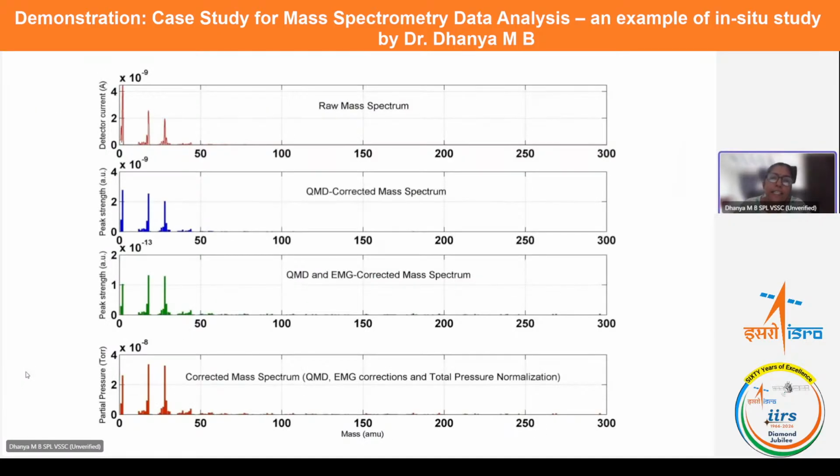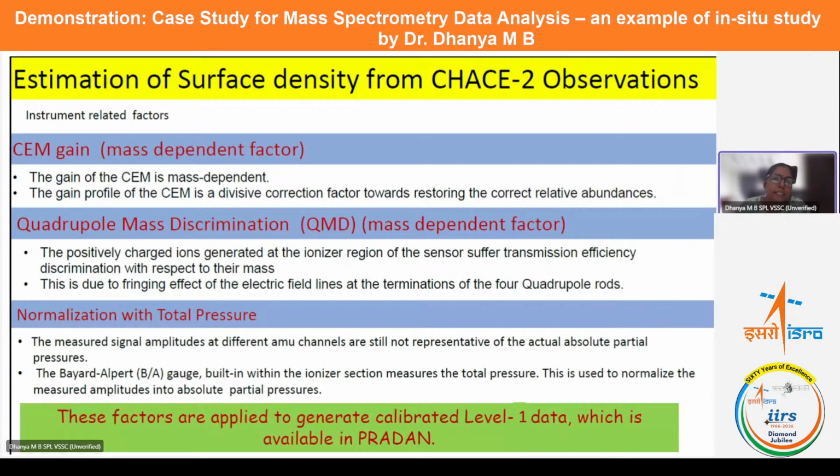So this is one illustration, from the raw mass spectrum, then after the quadrupole mass discrimination correction, then we apply the correction for the gain, and then finally the normalized spectrum. You can see that we started with the order of 10^-9 and now we have something in the order of 10^-8 in terms of torr. So this is a summary of whatever we have applied. After this, the data is called level 1 data. This is available in Pradan, where we have applied all these corrections.